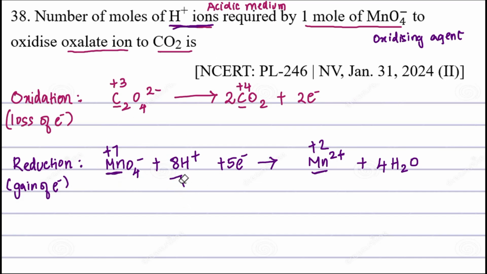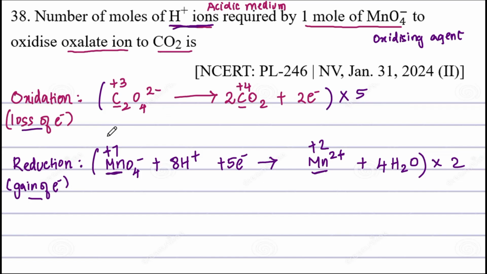But you have to equate the number of electrons also. By equating the number of electrons, the number of electrons lost should be equal to the number of electrons gained. 2 electrons are lost and 5 electrons are gained. Both should be equated. So multiplying the first equation by 5 and the second equation by 2.